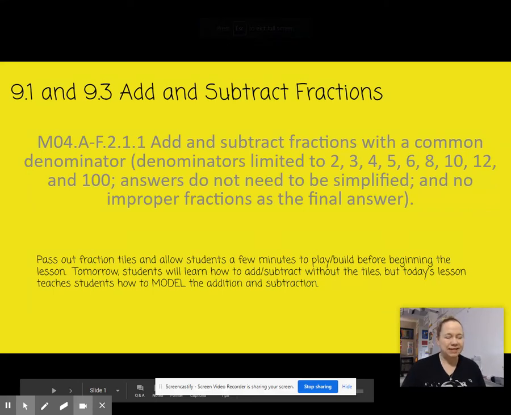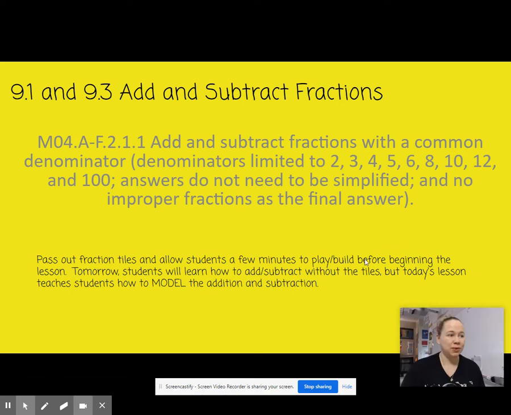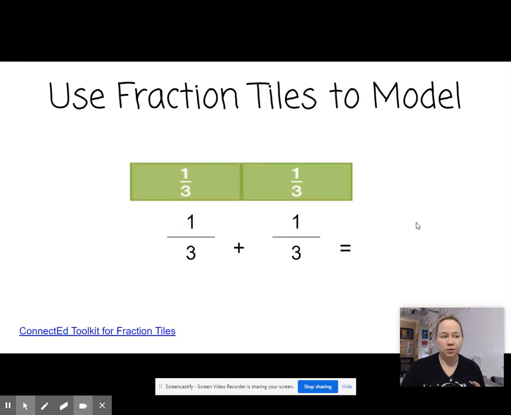Hello, welcome back. Today we're going to learn lesson 9.1 and 9.3, adding and subtracting fractions. We're actually going to model them. So if you haven't already, we are going to be using that ConnectEd toolkit with your tiles. So I want you to go ahead and pause your video, open up that toolkit, and then press play.